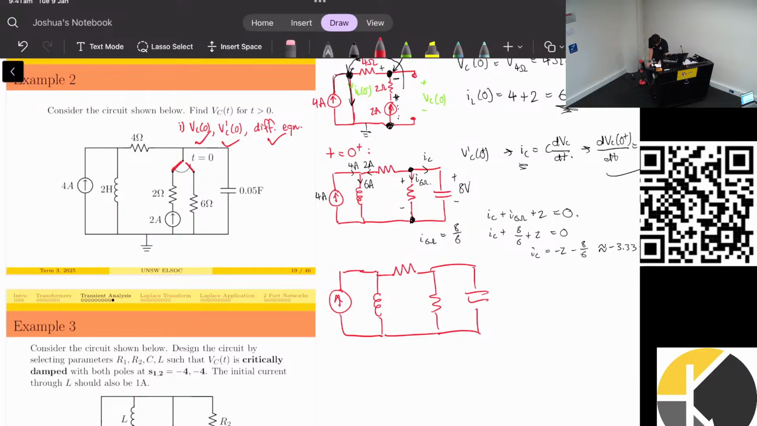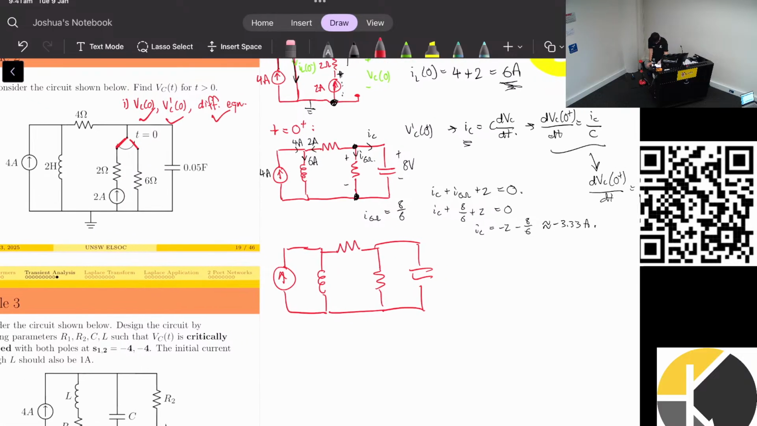Great. So what's the best way to do this? I might do KCL. So I'll call this node VL and this node VC. And let's put in the values: 2, 0.05, and 4. Alright, so I'll start with KCL at VL. I always like to define all my currents so I don't get confused. So I'll say they're all going this way. This is IC, this is IL.